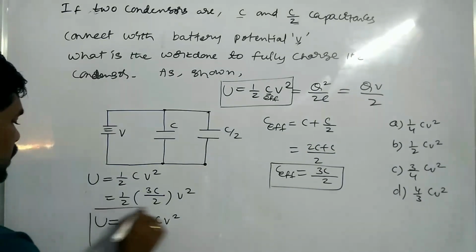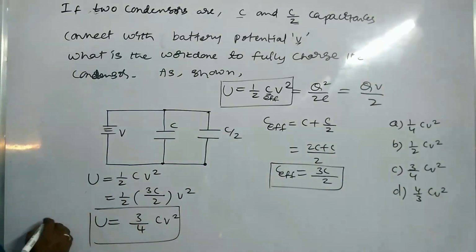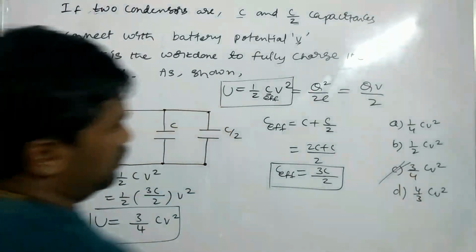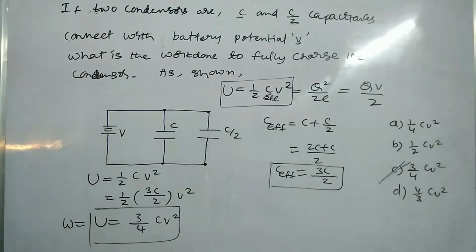So this is the energy. The work done is stored in the form of energy, hence we have to find the energy stored in the capacitor, which is 3 by 4 CV square. So this is the option you have to choose.